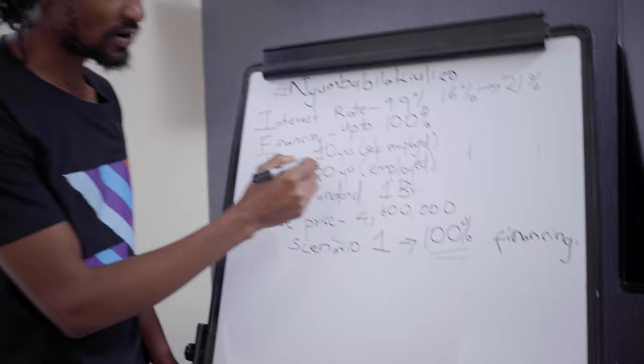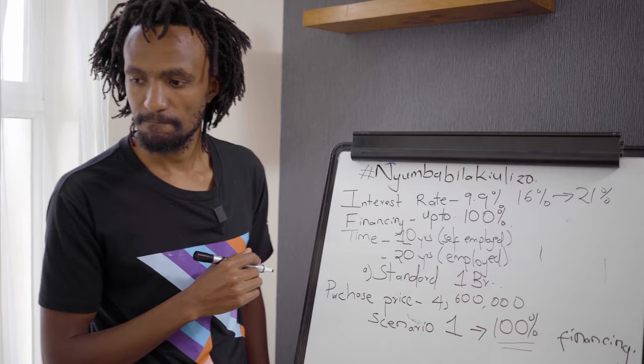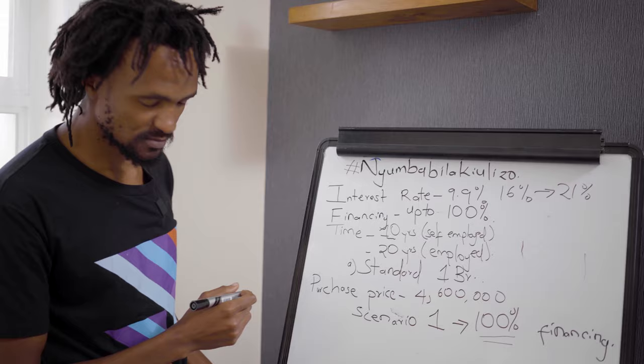Payment terms. For this scenario, we're going to work with a self-employed person. For self-employed people, the maximum duration is 10 years. So let's work with 10 years first. Then the interest rate, I type 9.9. Currency is automatic. And then calculate.